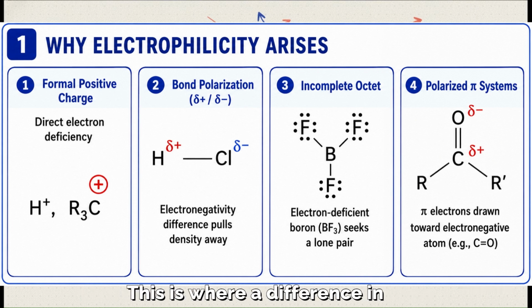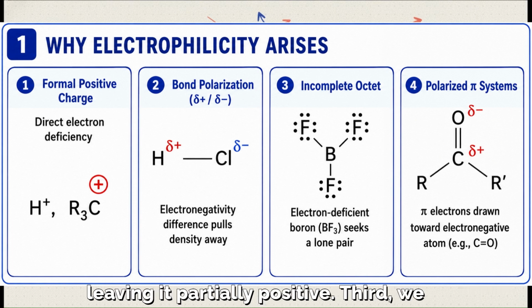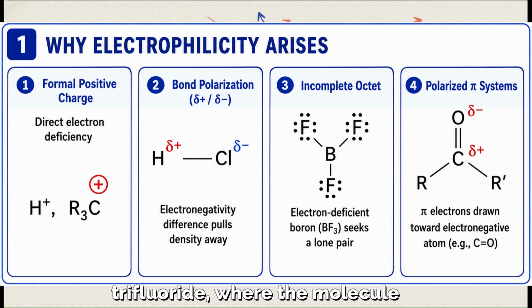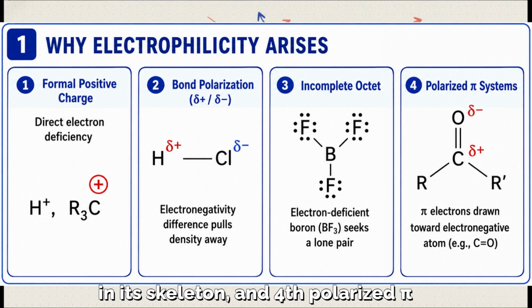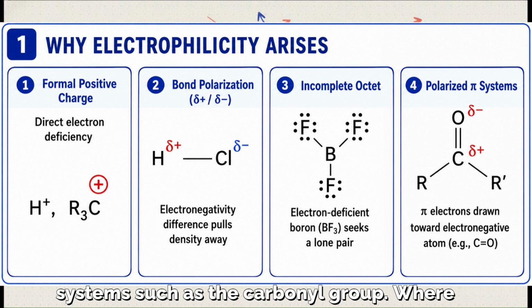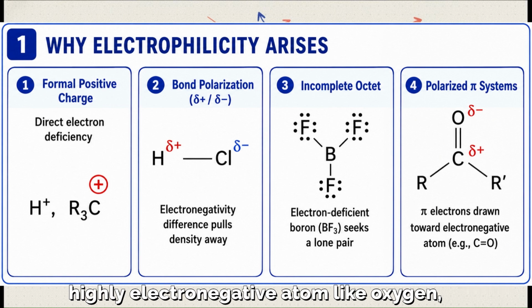Second is bond polarization. This is where a difference in electronegativity literally pulls electron density away from an atom, leaving it partially positive. Third, we see an incomplete octet, like in boron trifluoride, where the molecule physically lacks a full set of electrons in its skeleton. And fourth, polarized pi systems, such as a carbonyl group, where those pi electrons are being drawn toward a highly electronegative atom like oxygen, completely exposing the carbon.